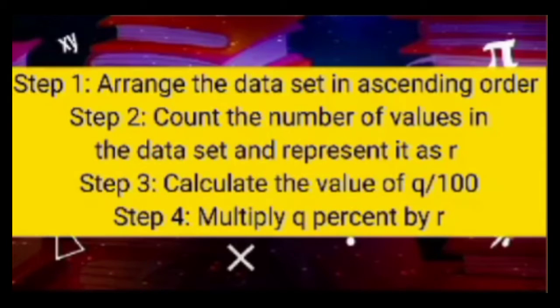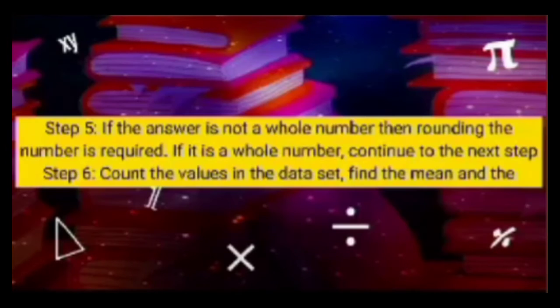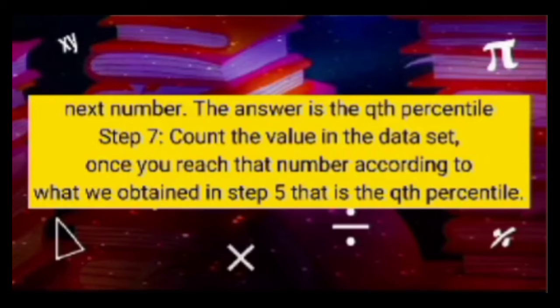Step 1. Arrange the data set in ascending order. Step 2. Count the number of values in the data set and represent it as n. Step 3. Calculate the value of q divided by 100. Step 4. Multiply q% by n. Step 5. If the answer is not a whole number, then rounding the number is required. If it is a whole number, continue to the next step. Step 6. Count the values in the data set, find the mean of that number and the next number, which is the answer, the qth percentile. Step 7. Count the values in the data set. Once you reach the number we obtained in step 5, that is the qth percentile.